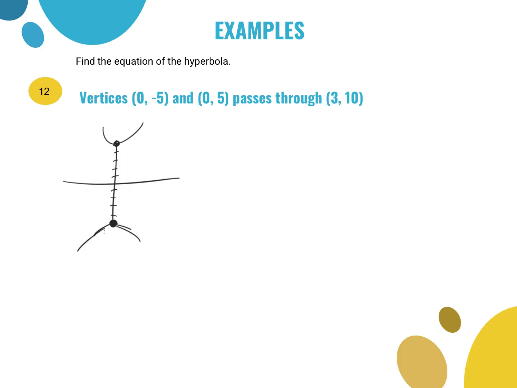You're probably seeing with these that my drawings are getting progressively worse. Doesn't really matter, because all the drawing is helping us with is visualizing our information and knowing which equation to use. I know my center has to be directly between those, and that would make my a value 5, and that would make a squared 25.